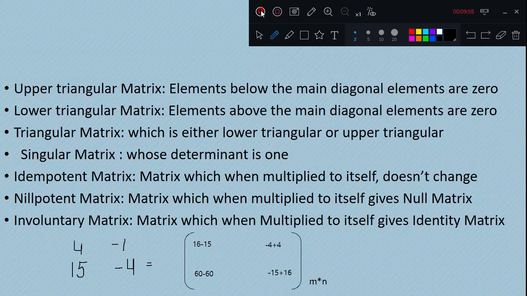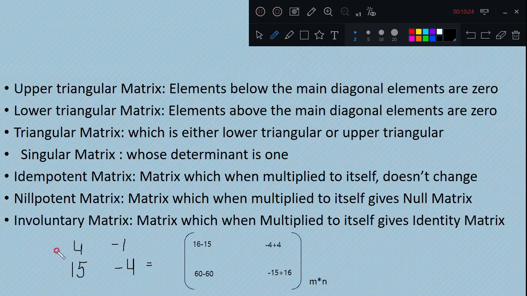Now, nilpotent matrix. A nilpotent matrix is a matrix which when multiplied by itself gives a null matrix. No need to think too complex. If you have a zero matrix and you multiply it by itself, it will surely give you a null matrix. Fine. Involutory matrix. An involutory matrix is a matrix which when multiplied by itself gives the identity matrix.